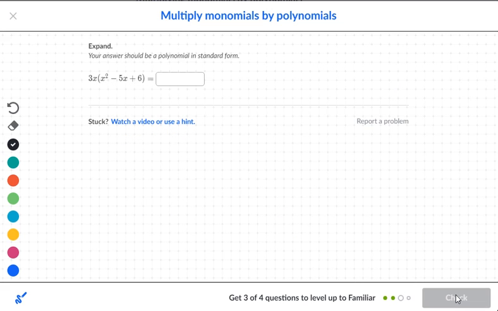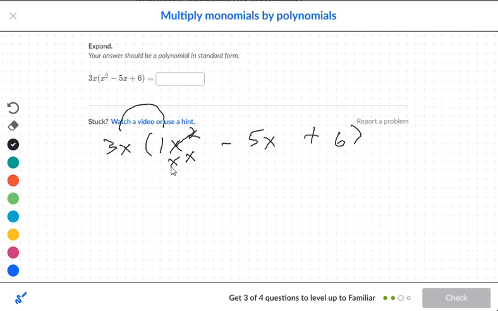Okay, let's take a look at the next problem. I got a 3x on the outside. So 3x, I got x to the second inside the parentheses minus the 5x plus the 6. There is no number in front, so let's put down a 1. As for this x to the second, let's make this 2 x's, 2 individual x's. So let's multiply here first.